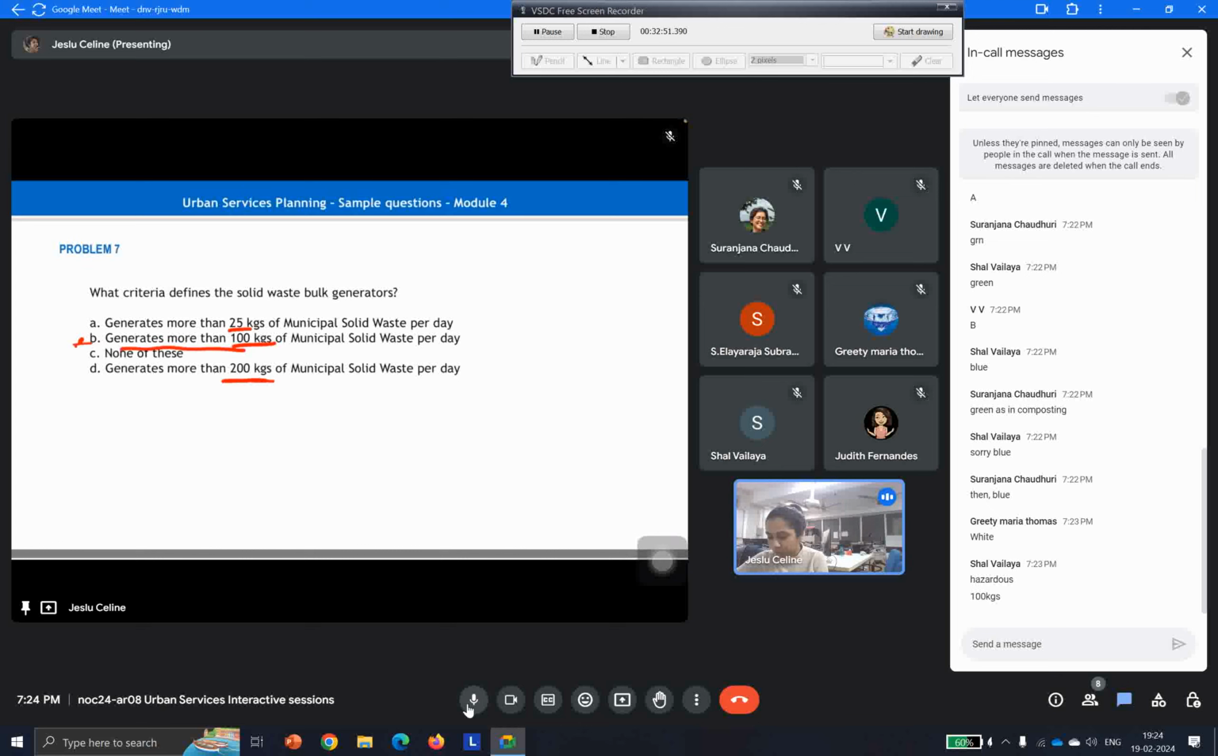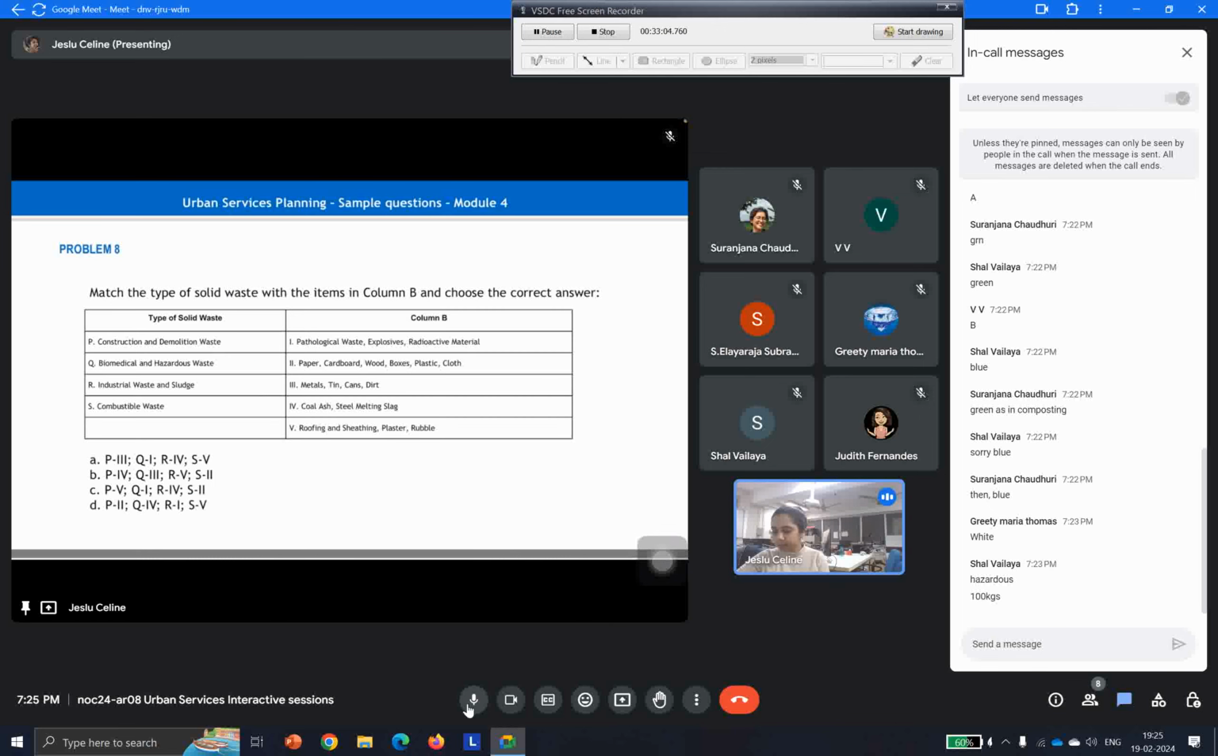B, which generates more than 100 kgs of municipal waste per day. That's the correct answer. 25 is too less and 200 is too high. So 100 is the one which is taken as standard. Very good. So let's go to the next question.